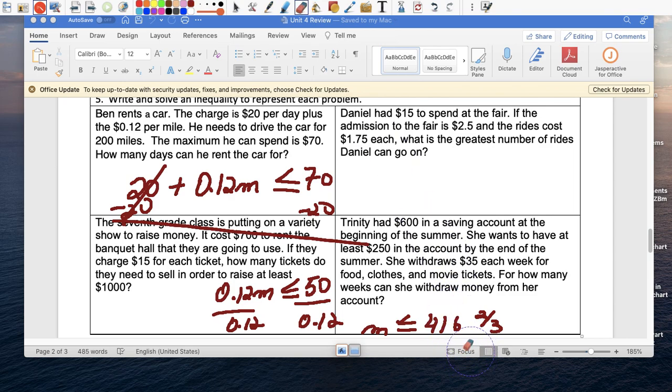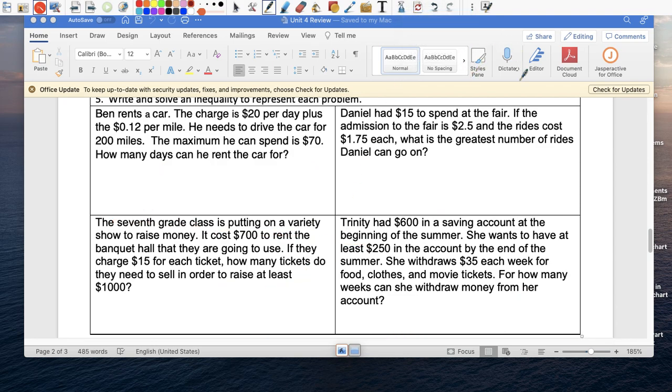It's not like when we're talking, can I do 416 and 2/3 of a box or 2/3 of a person? That obviously is not true, but I can drive. So the maximum number of miles is 416 and 2/3 or less, and I'm okay with the 50 bucks that I had remaining.